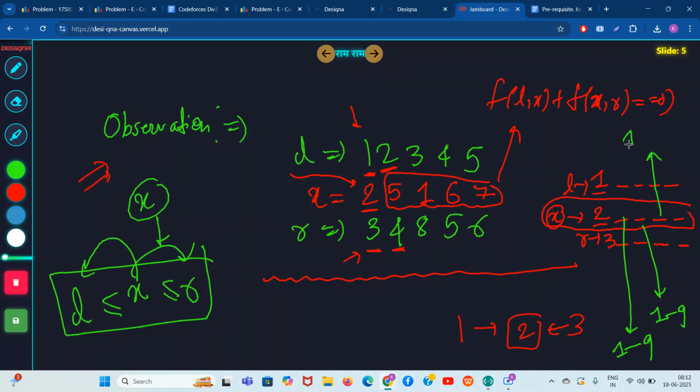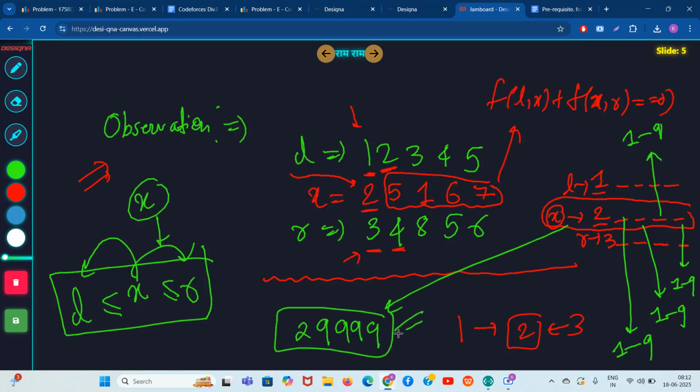I can select anything from 1 to 9 at this place, and in this place. So we have the privilege to select anything from 1 to 9. Why? Even if you select 9 at all the places, what is going to happen? 29999. Still, you don't need to worry if it is out of range or not.